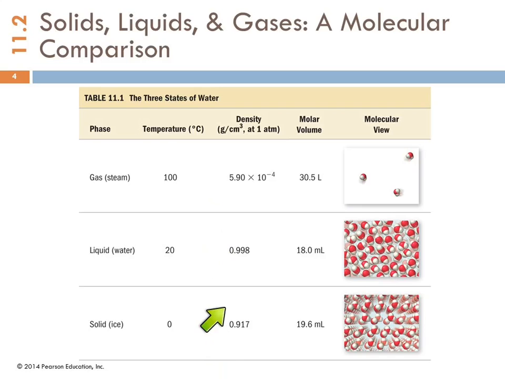The densities are significant. Solid ice is slightly less dense than liquid water, but they're in the same range. As a gas, much, much less dense. Molar volume, we've got 30.5 liters is how much 1 mole occupies. For liquid water, it's 18, and for ice, it's 19.6. And then when we look at the molecular view, we see a very large difference.